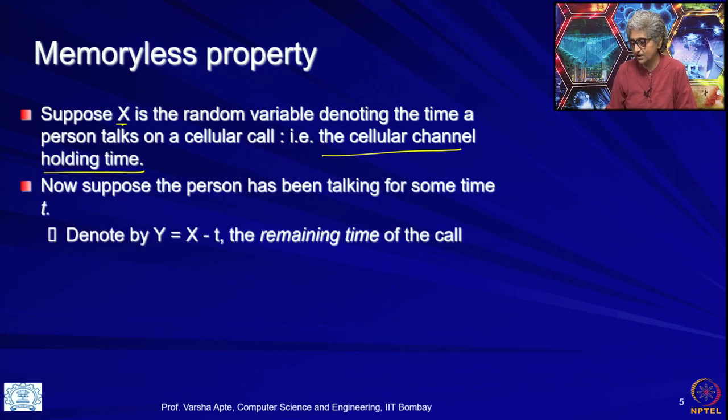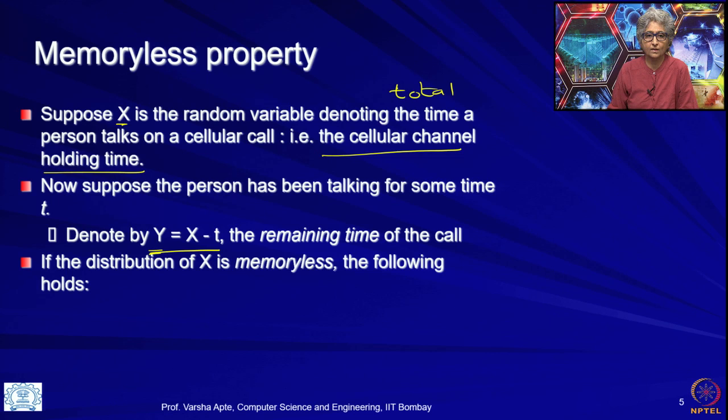Now suppose the person has been talking for some time t. Imagine that there is a person talking on a cellular phone. That call has been given a channel to do that conversation on in that particular cell, and let us say the person has been talking for some time t. Now let us denote by Y equal to x minus t the remaining time of the call. If x is the random variable denoting the total time, and if t has already elapsed, then x minus t is going to be the remaining time of the call. Now if the distribution of the duration of the call is memoryless, then the following holds.